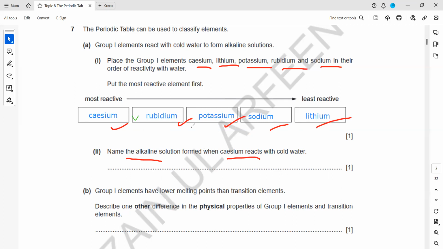Name the alkaline solution formed when cesium reacts with water. Lithium reacts with water, lithium hydroxide. Sodium reacts with water, sodium hydroxide. Potassium reacts with water, potassium hydroxide. Rubidium reacts with water, rubidium hydroxide. So when cesium reacts with water, what will be the product? It will be cesium hydroxide.